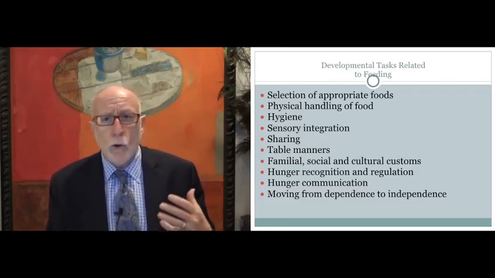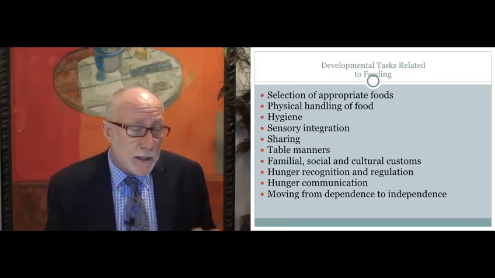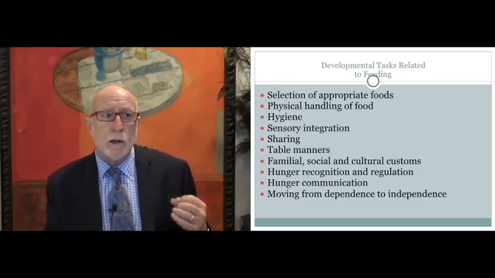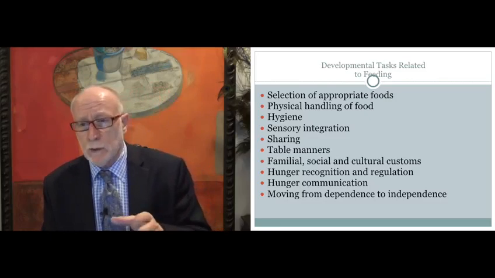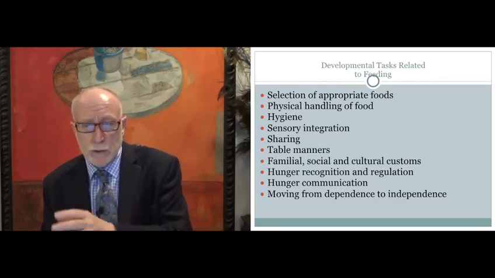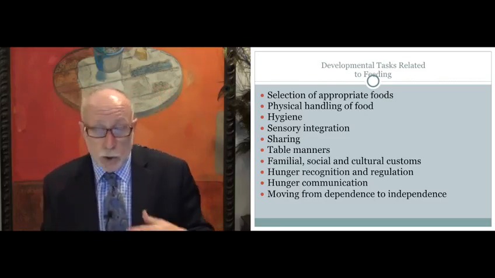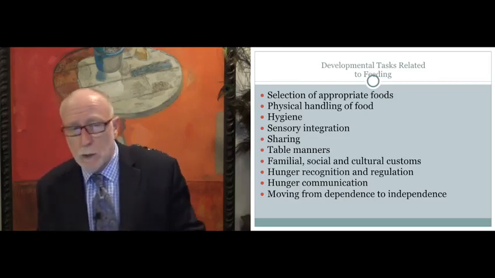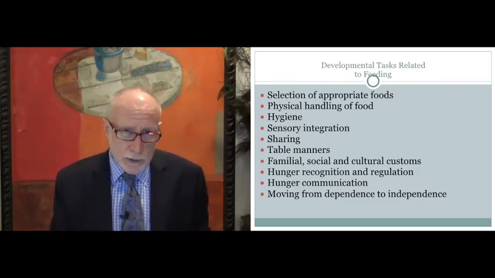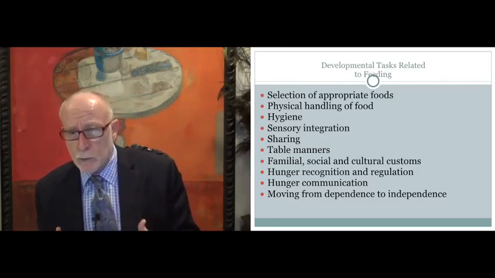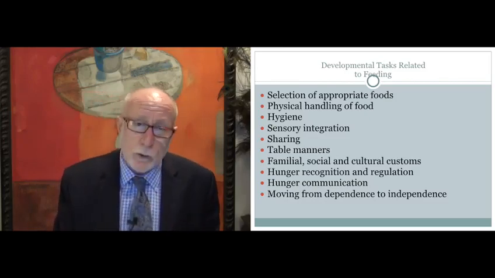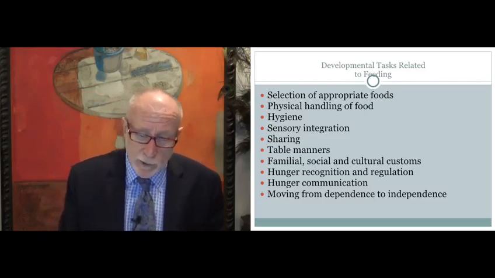And of course, there's the whole thing in feeding, moving from profound dependence, or quite literally suckling from the breast, all the way up through bottle feeding and moving into soft foods and then into hard foods, and then learning to manipulate chopsticks or forks and knives and spoons. None of that's given. All of that's learned. We learn to become independent in our capacity to feed ourselves. These are all critical developmental tasks in feeding.